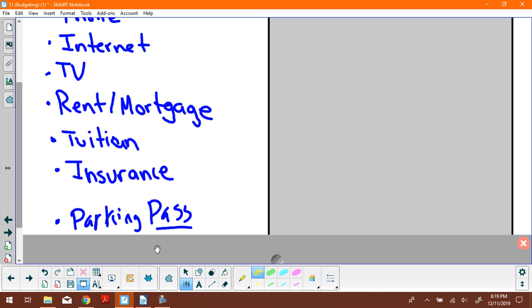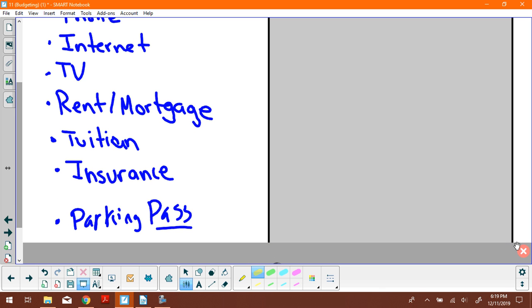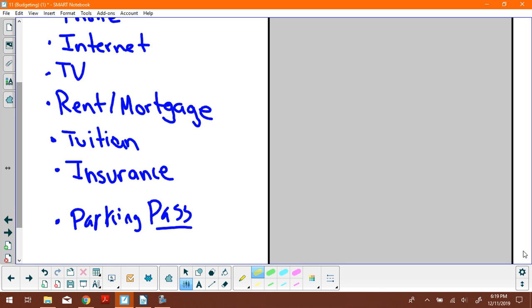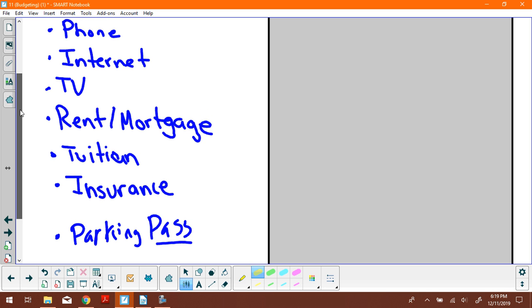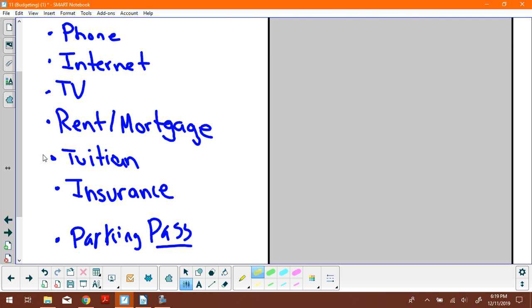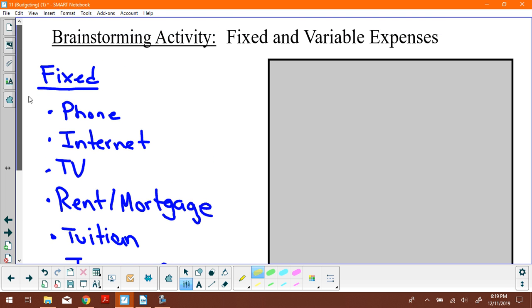A parking pass. So we talked about, or maybe a parking spot if you're renting an apartment or in a condominium. But if it's a regular fee that's going to cost you the same amount month to month, that would be a fixed expense. Okay, so I'm going to reset my screen shade here, and now we'll look at the other set.